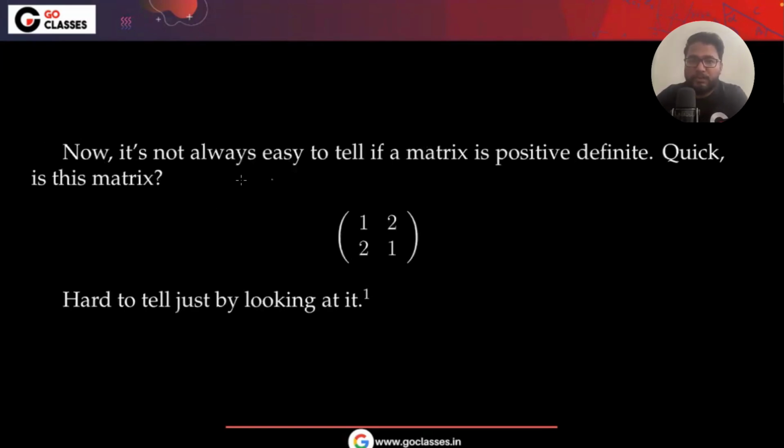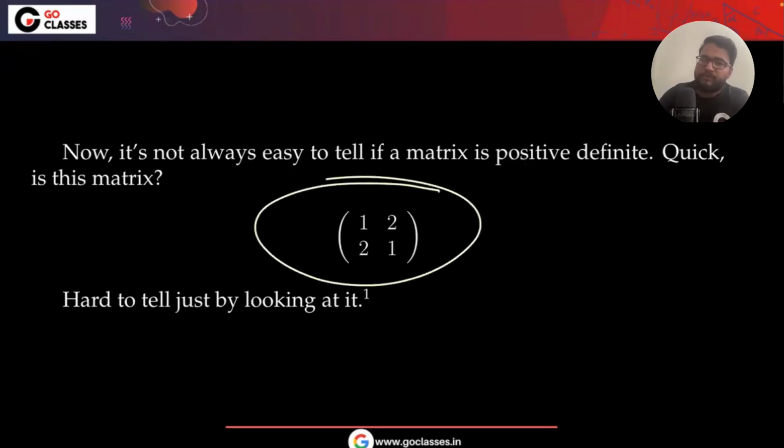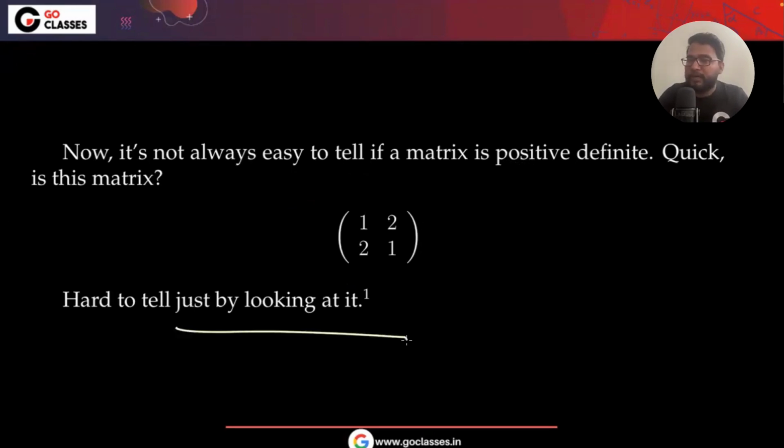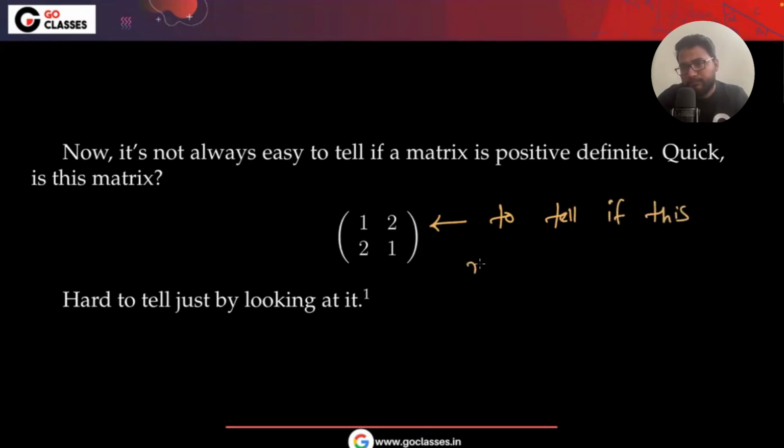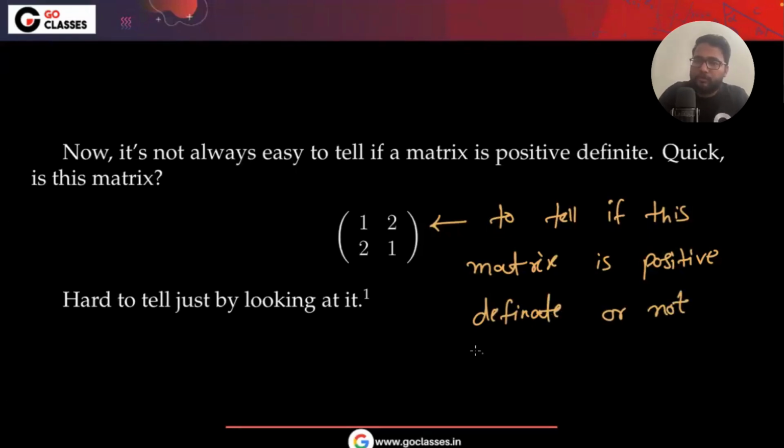Now it's not always easy to tell if a matrix is positive definite. Can you tell me whether this matrix is positive definite just by looking at it? Hard to tell, right? Which means you need to find the eigenvalues. We are not really interested in the eigenvalues themselves, we are interested in their sign. So to tell if this matrix is positive definite or not, we need to find the eigenvalues, right?